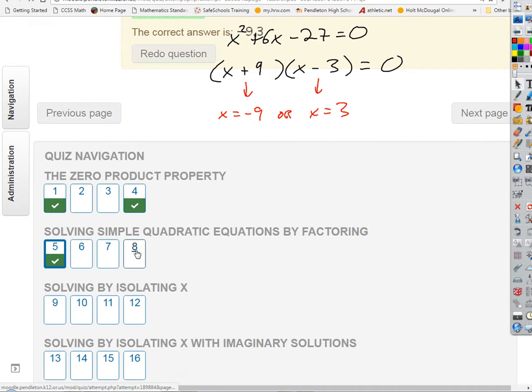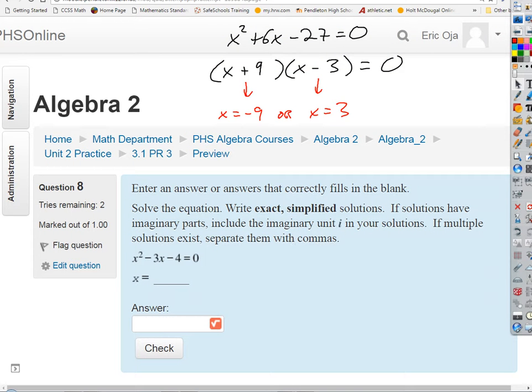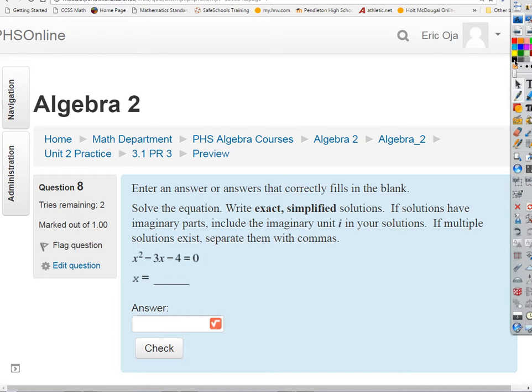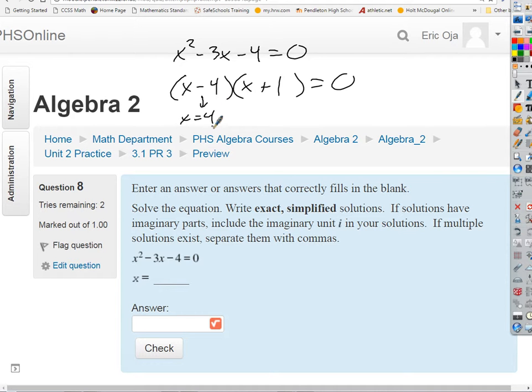How about one more of those? Okay, so in this case, let's see, x squared minus 3x minus 4 equals 0. So we have a quadratic equation in standard form. Can we find magic numbers that multiply to negative 4 and add to negative 3? Negative 4 and positive 1. So what does that make the solutions? X minus 4 equals 0 when x equals 4. X plus 1 equals 0 when x equals negative 1. So x equals 4 or x equals negative 1.